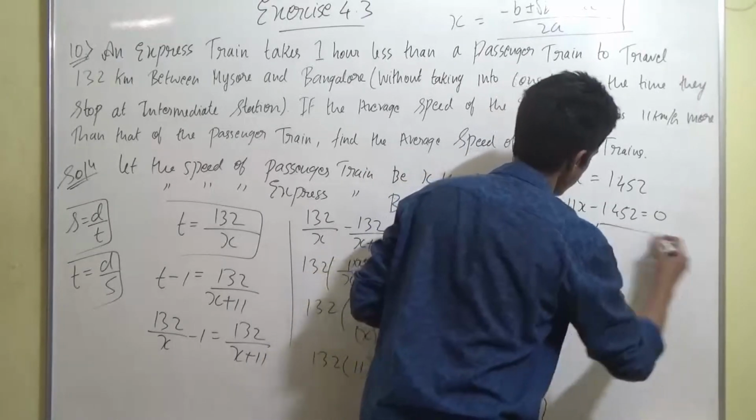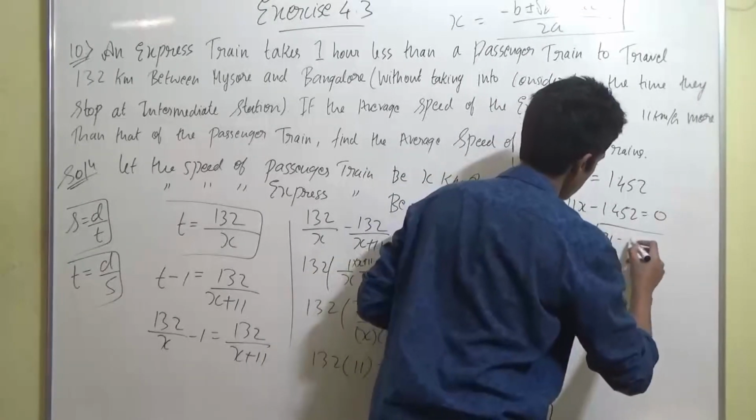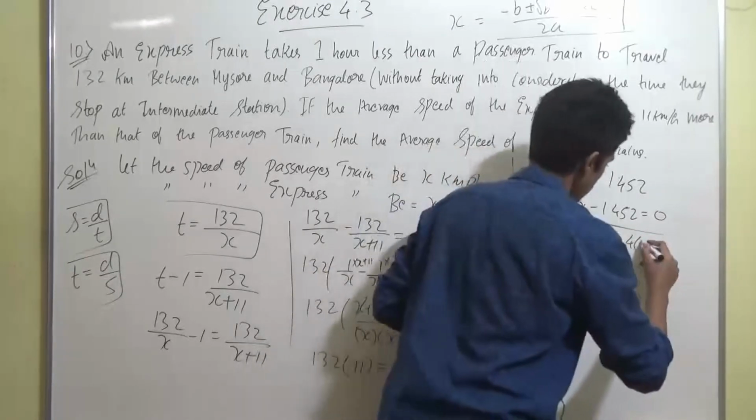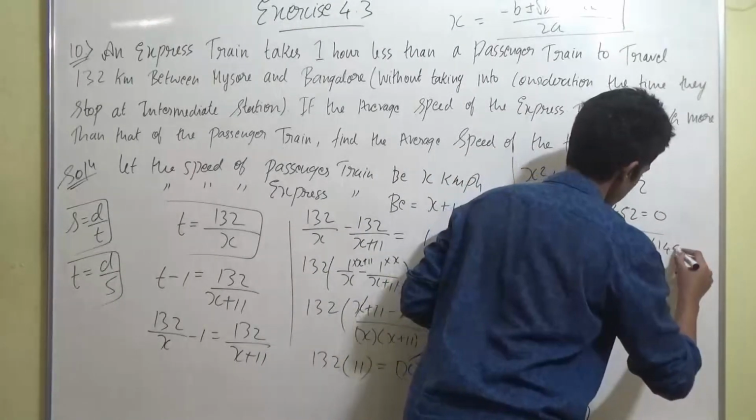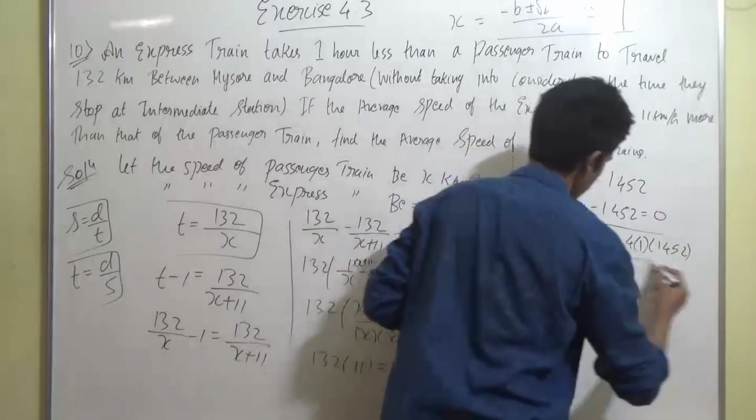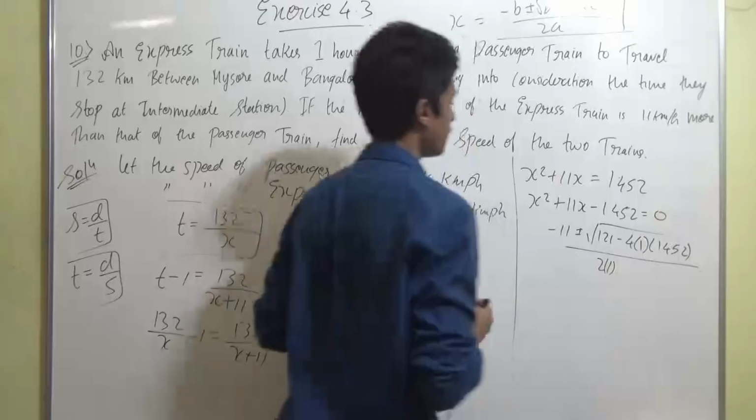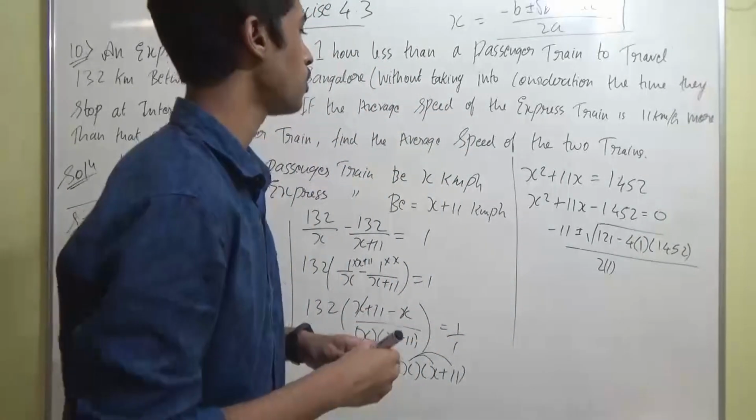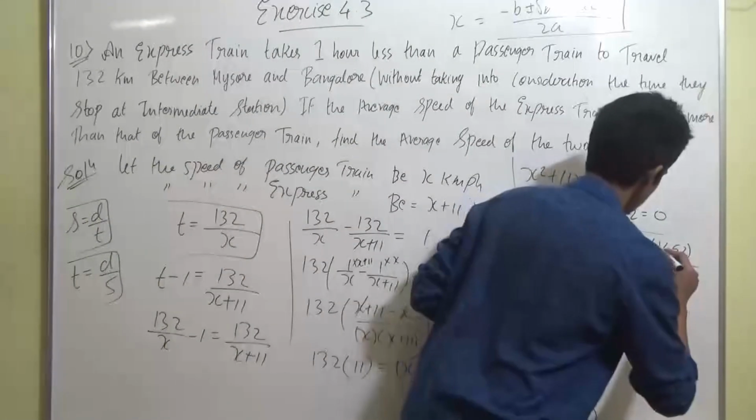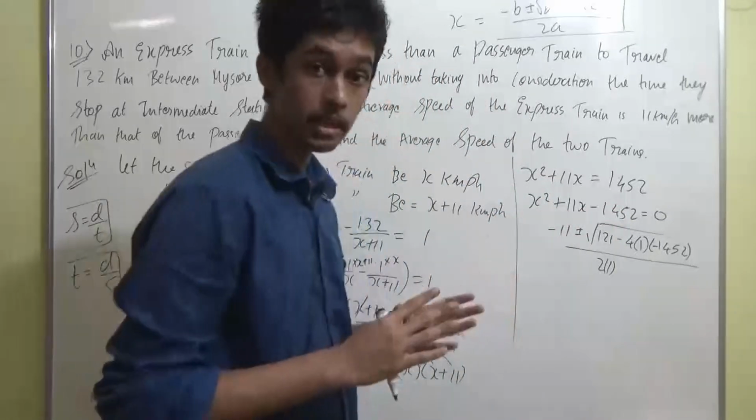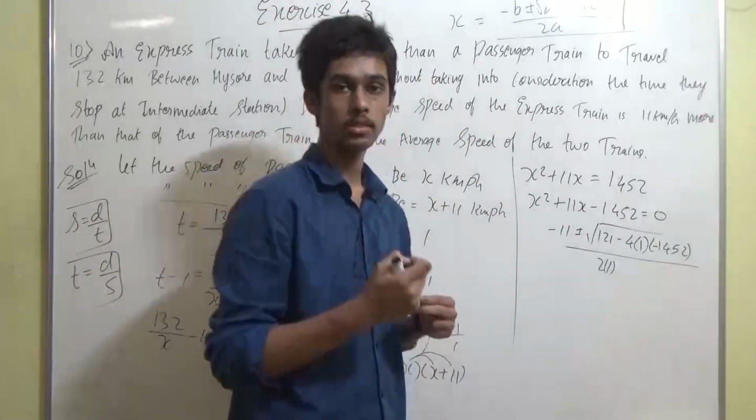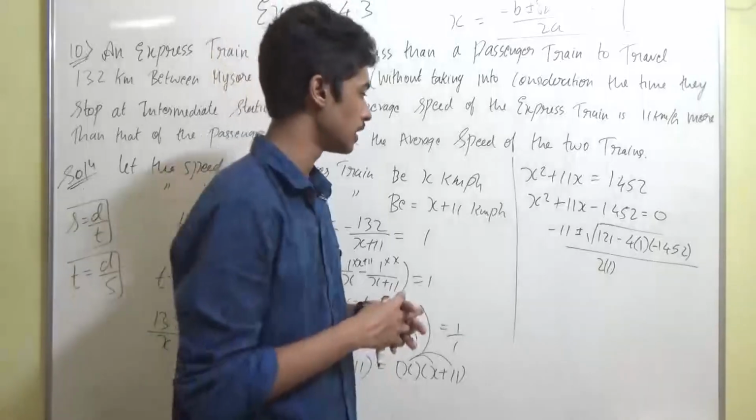Plus or minus root over b square. B square is 121 minus 4 into a into c. A is 1 and c is 1452 by 2a. A is 1, so 2 into 1, that is 2a. Now what we'll do is, okay, so here it is minus 1452. Signs are very important, guys. A small silly mistake in the signs can make the entire question go wrong, right?